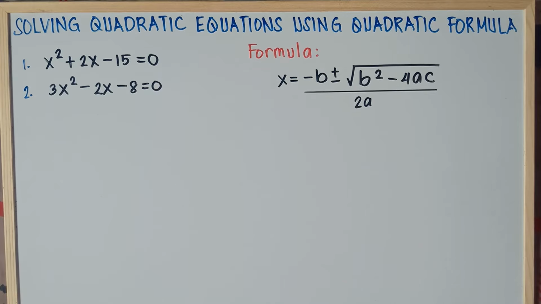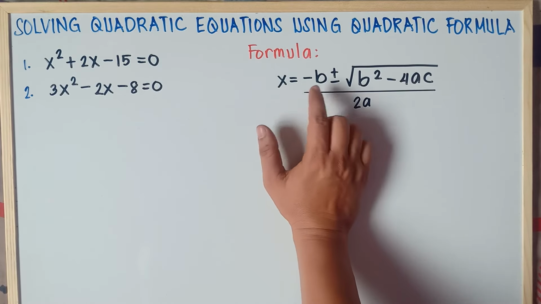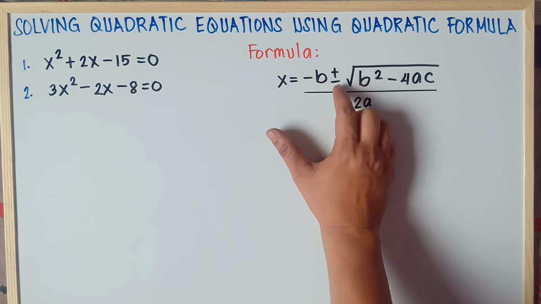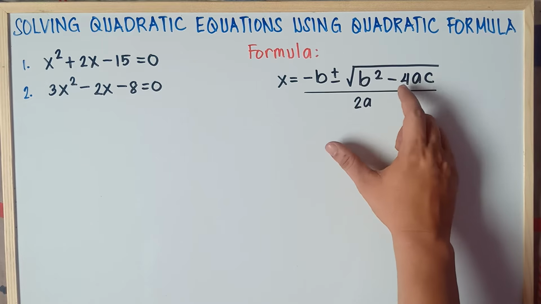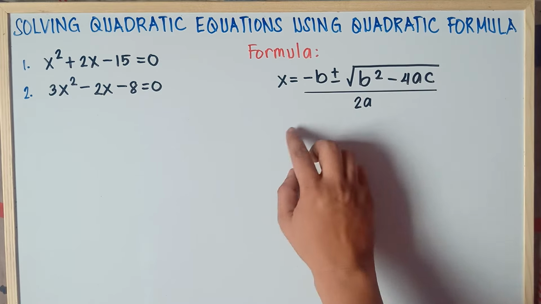Our topic for today's class is all about solving quadratic equations using the quadratic formula. So without further ado, let's do this topic. We will have two examples, class, for you to really understand this one. And this will be the formula. We have x equals negative b plus or minus the square root of b squared minus 4ac, all over 2a.